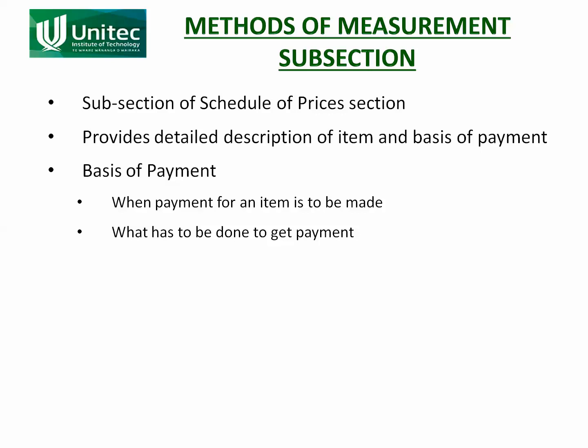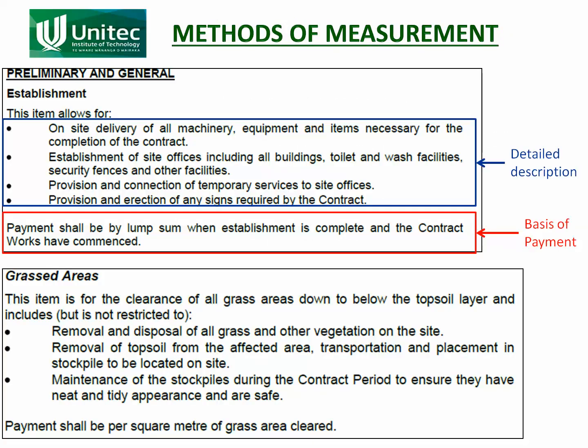It provides a detailed description of the item plus the basis of payment. The basis of payment is when is the item going to be paid for, and what has to be done to get the payment. So just looking at a couple of methods of measurement from, I think, the Jackman Avenue project. The top bit, we looked at that establishment before, is the detailed description, which describes what the item actually covers. And the bit in red is the basis of payment.